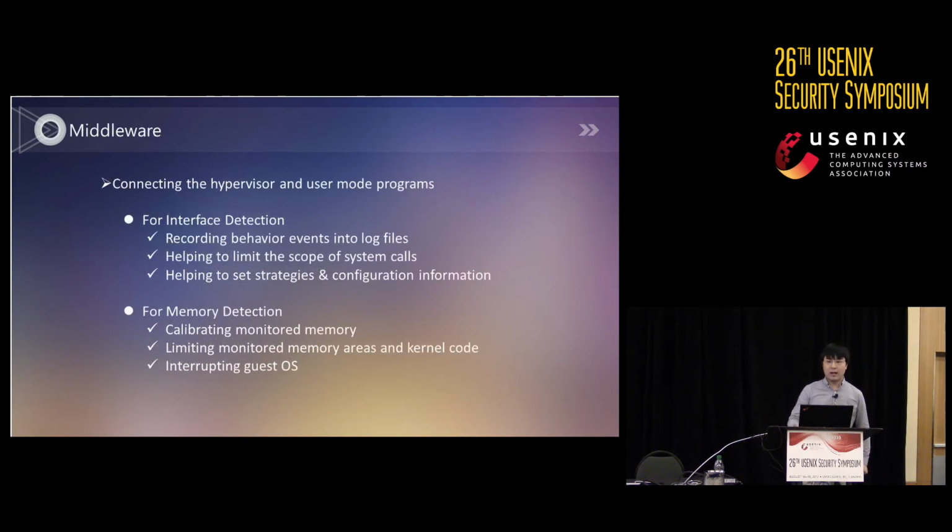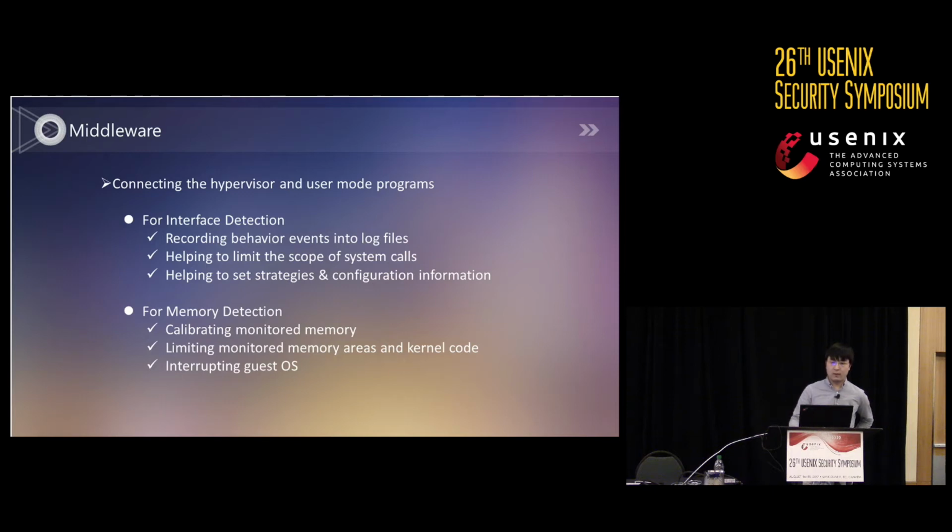The middleware connects the hypervisor and the user mode programs. For interface detection, it records behavior events into log files for post-analysis. It can help to limit the scope of system calls. Thus, we can focus on safe calls that are interested. The middleware can also help set some switches or configuration file information.